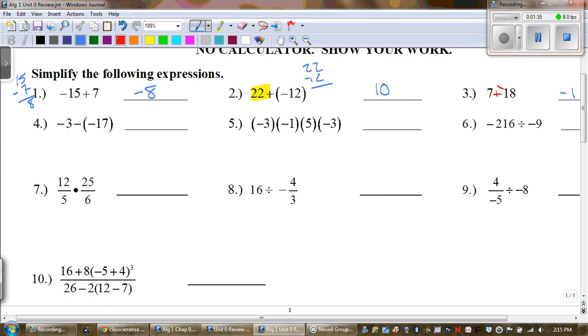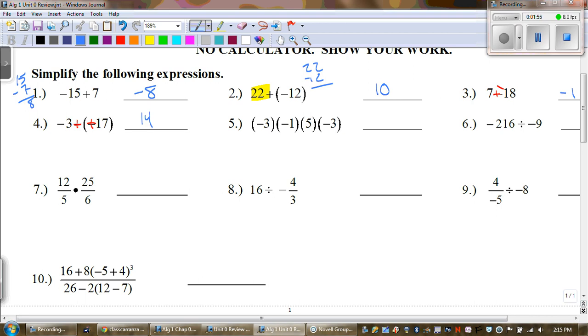Okay, number 4. We're subtracting the negatives, so just do click, add the opposite. So it's negative 3 plus 17. Combine that up. You get a positive 14.